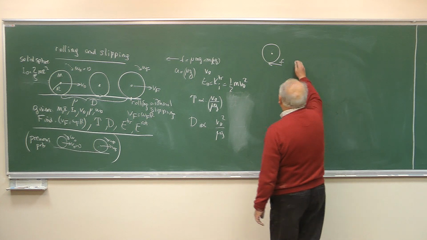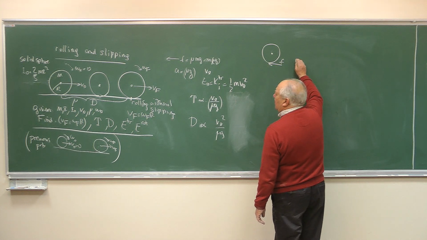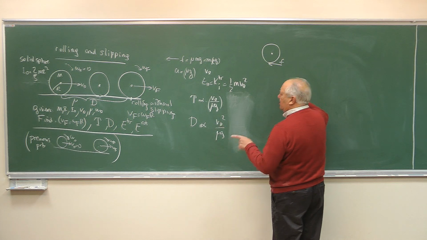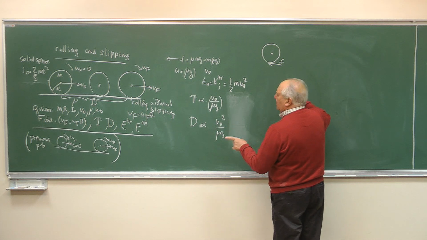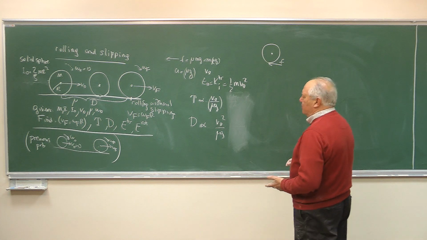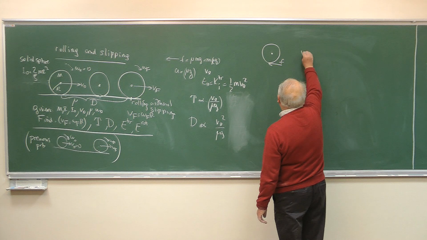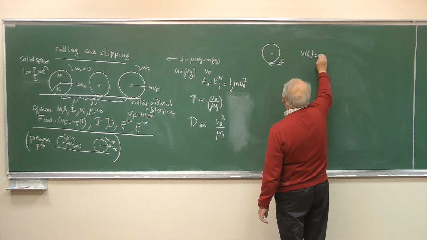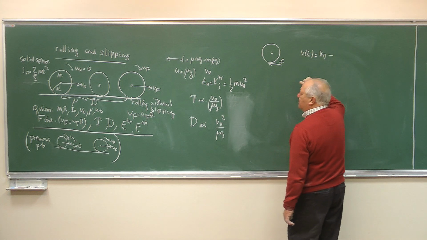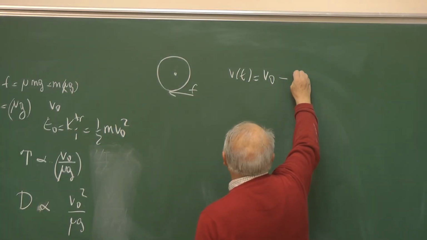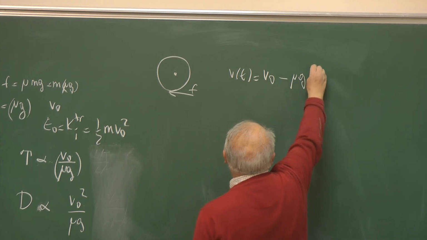And therefore, the velocity is accelerating to the left, namely its acceleration is reducing the velocity. Therefore, V of t is equal to V0 minus acceleration times t. Acceleration is mu g, times t.